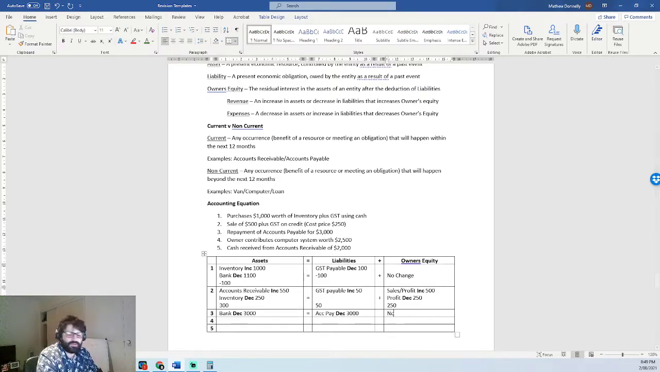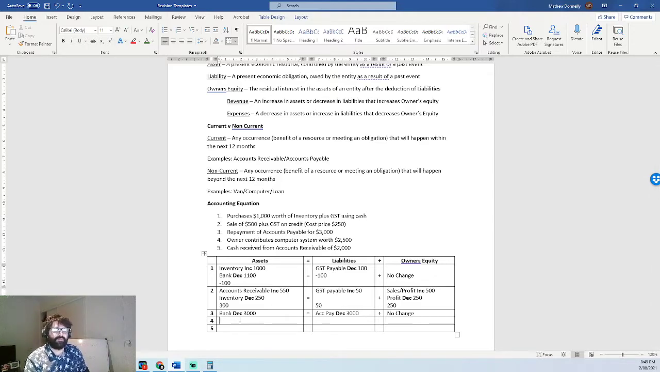Owner's equity, no change. Remember, if there is a no change, you don't need to put anything. And I'm just going to leave that. I don't need to put a negative there because there's no sum. So negative 3,000 equals negative 3,000 plus 0. Solved. 4. The owner contributes a computer system worth 2,500.